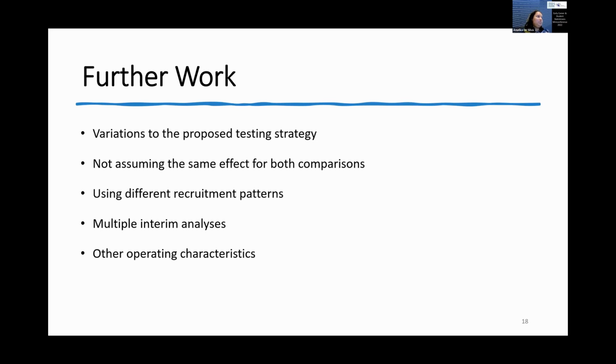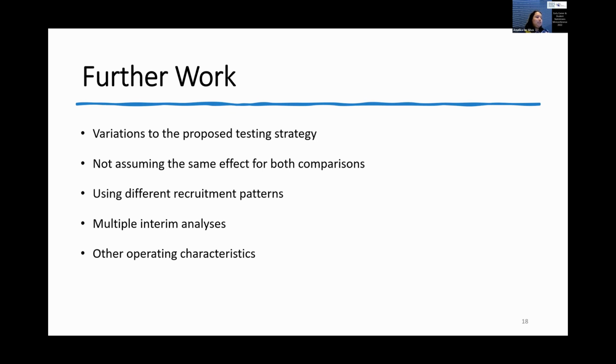But there are some other aspects that we are considering as future work. Given the limitations of this proposed two-stage testing strategy, we are thinking of other variations that we could incorporate into it. As I mentioned before, for the simulation study mimicking the VAPOR-C trial, we assume the same effect for both comparisons, so we might consider differing this effect. And for now, we assume that all patients are recruited at the same time point. So we might consider different recruitment patterns, even though we think that if we are able to finish recruitment within the first 3 years, this might not have a big impact.